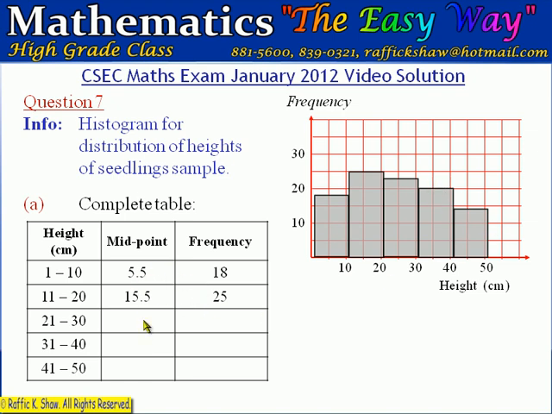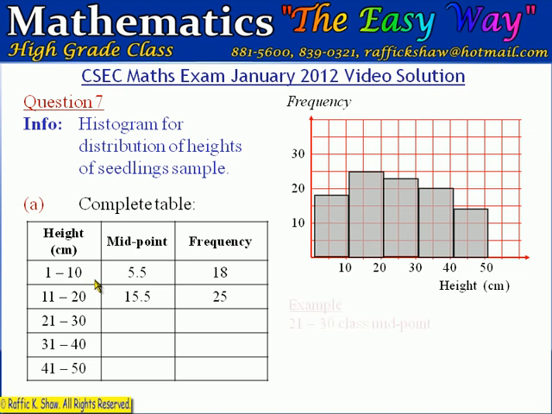Now the class midpoint for the groups are calculated using the average of the boundary values, because the midpoint would correspond to the midpoint of the bars from lower boundary value to upper boundary value, and hence the midpoint will be halfway between those boundary values. And so the midpoint is calculated using the average of the boundary values for each class.